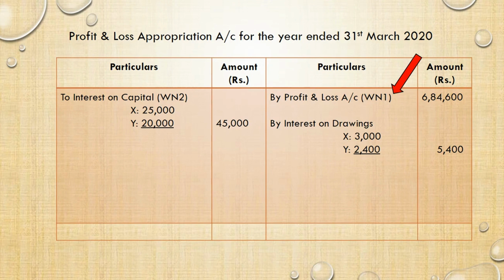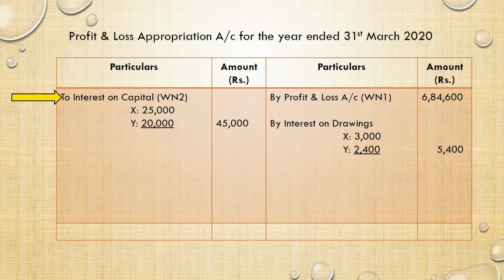So that is the first item on the credit side, 6,84,600. The second item on the credit side is interest on drawings, which was directly given in the question. X's interest on drawings was 3,000 and Y's interest on drawings is 2,400. So the total is 5,400. So there are two items on the credit side. Now let us go to the debit side.